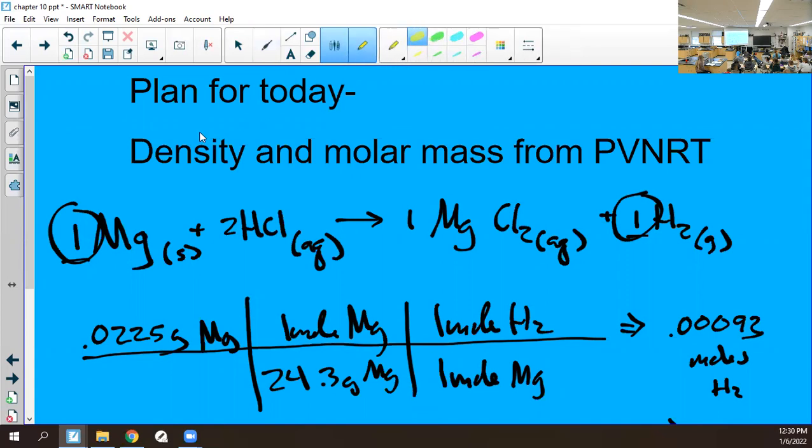All right, so really today's goal is density and molar mass from PV=nRT. It's more math. Who loves math?